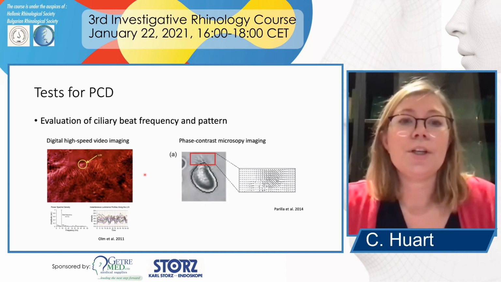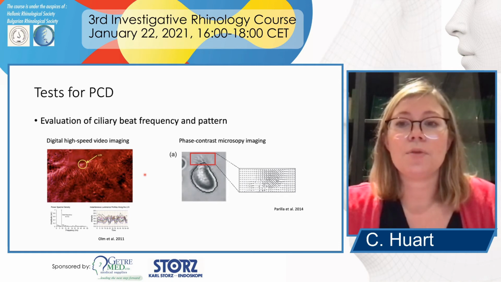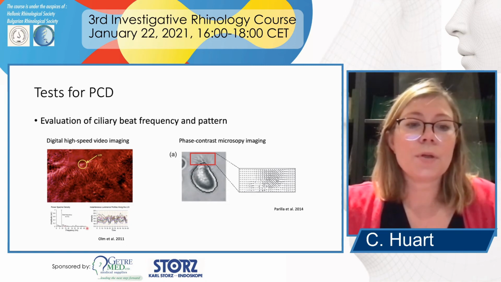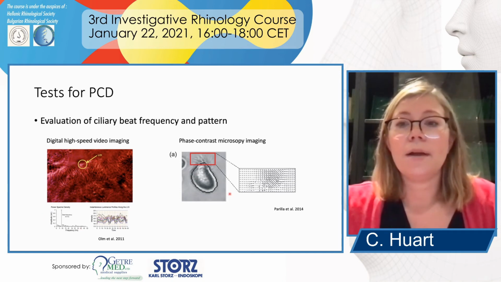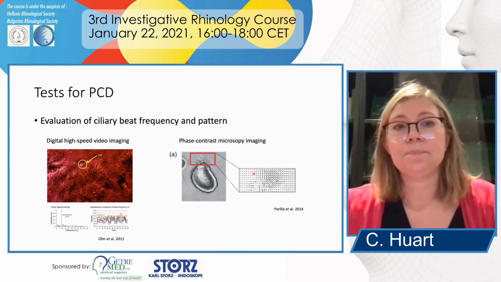Alternatively, evaluation of ciliary beat frequency and pattern can also be performed, either using digital high-speed video imaging or phase contrast microscopy imaging. With these techniques, a region of interest is defined, and the beat frequency is measured using a Fourier transform, and the beating pattern is also modelized.